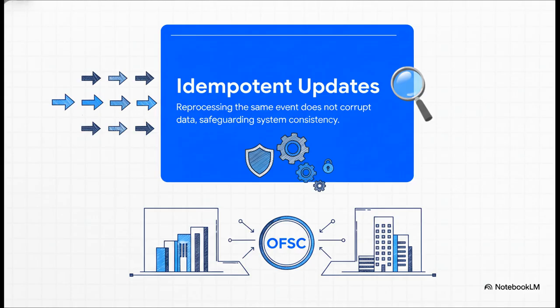Now, a key concept that makes this whole pattern so tough and reliable is called idempotency. It's a bit of a fancy word, but it stands for a really simple idea. You design your system so that processing the same message 5 times has the exact same result as processing it just once. It's an amazing safeguard against data corruption.